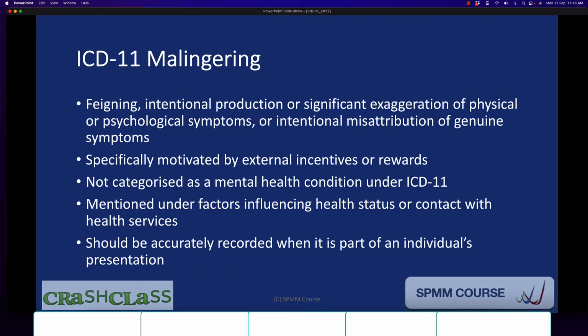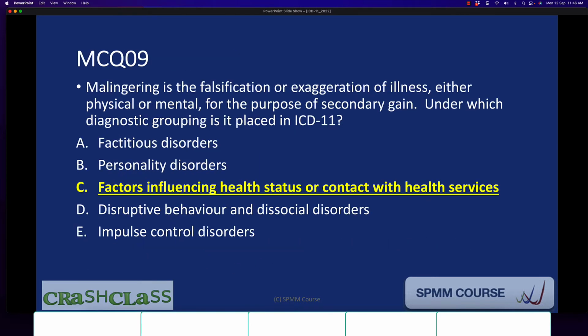Malingering is not categorized as a mental health condition under ICD-11. It is mentioned under factors influencing health status or contact with health services. It should be accurately recorded when it is part of an individual's presentation. The answer for question number 9 is C. Malingering is placed under factors influencing health status or contact with health services in ICD-11.